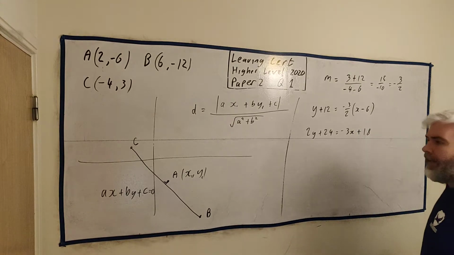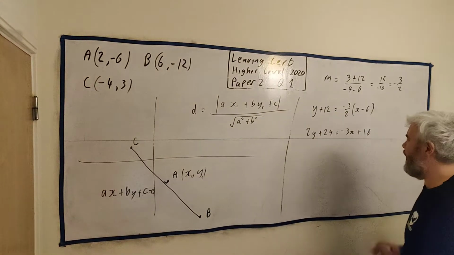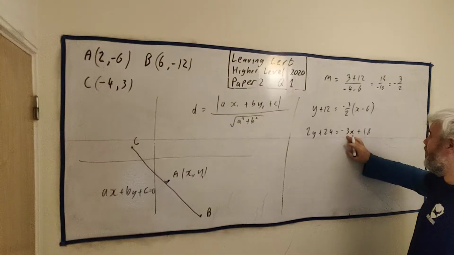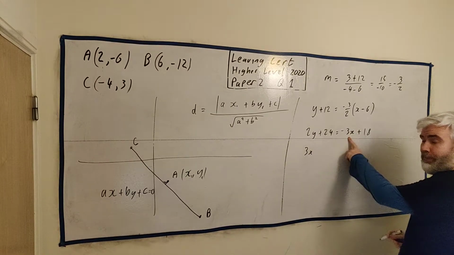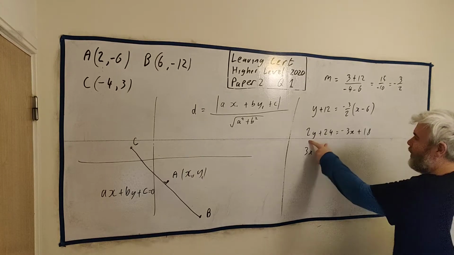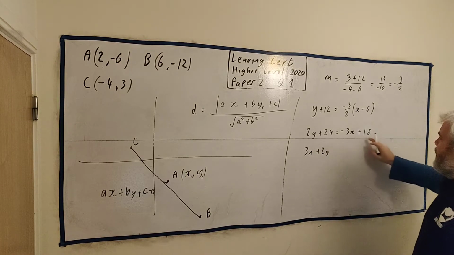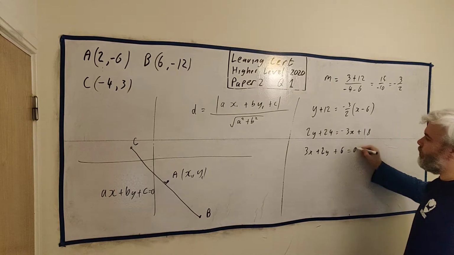Plus 18. Now I want all my x's and y's and numbers on the same side, and I might as well have them being positive. So we'll bring everybody over to the left. Well, I might as well have the first one be positive, I like to think. In this case, they'll both be positive, which is nice. 24 minus 18 will be a 6 equals 0.